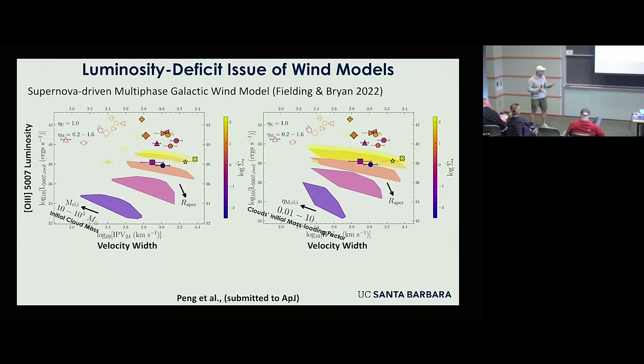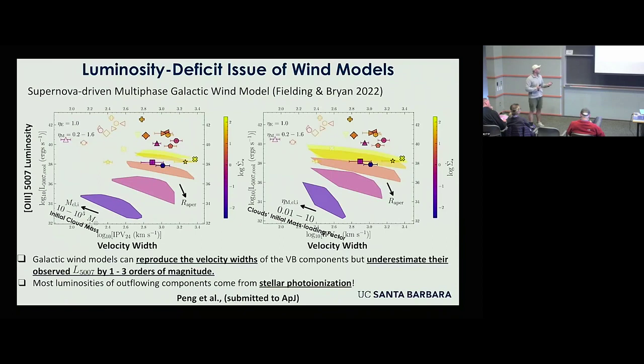As you can see very clearly, galactic wind models can better reproduce the velocity width of the very broad components in comparison to the broad components, because we suggest that the broad component is tracing the expanding superbubble shells. But we also found that they underestimate the observed O III 5007 luminosity by 1 to 3 orders of magnitude. In other words, the galactic wind model only considers supernova feedback, and the mechanical energy from supernova feedback cannot explain the observed O III luminosities. We argue that most of the luminosity actually comes from stellar photoionization, based on the BPT diagram.